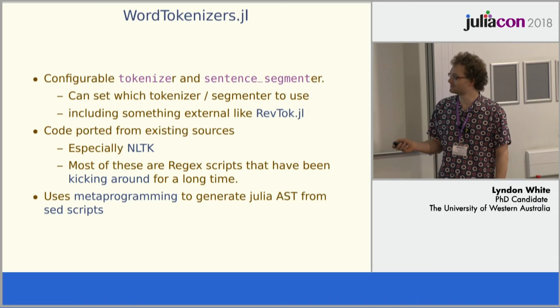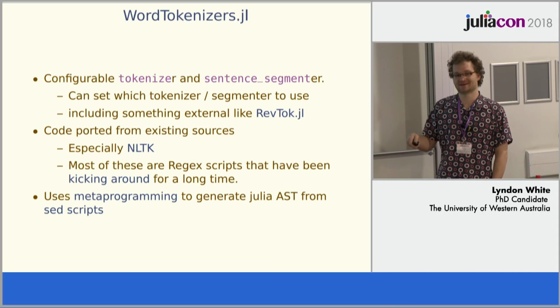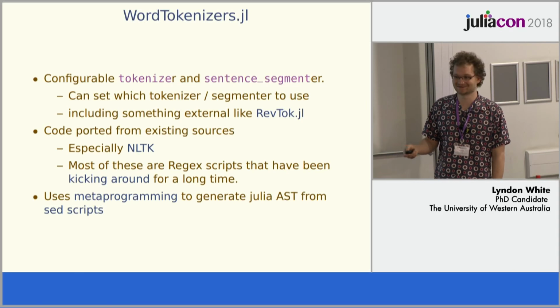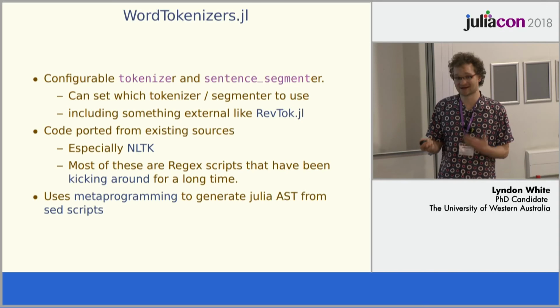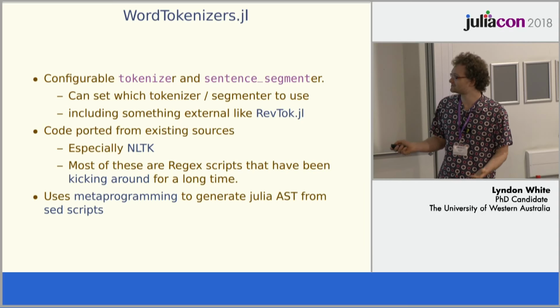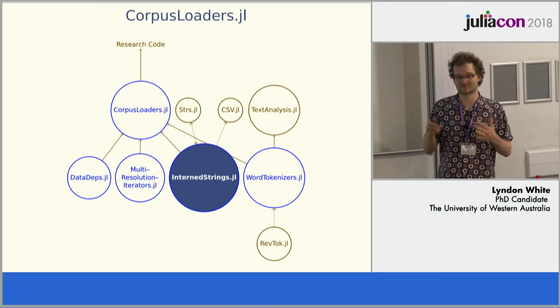So what I ended up doing with them was using some metaprogramming. I made code that could generate the Julia AST from a sed script. Then I translated the Python into sed, and that was a nice, easy way to get these tokenizers quite portably and quickly. The oldest ones are sed scripts, because that was what people did in the 80s. So that just works.